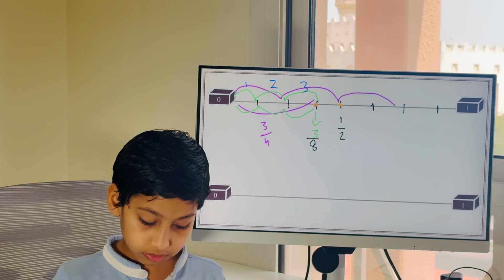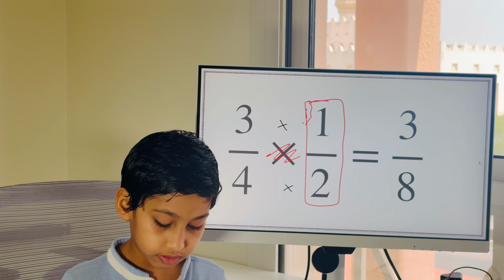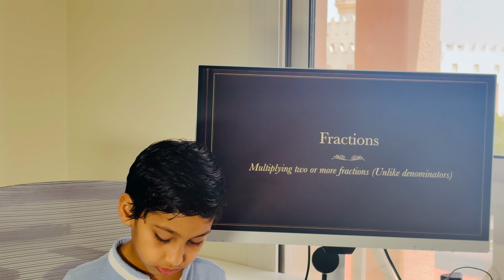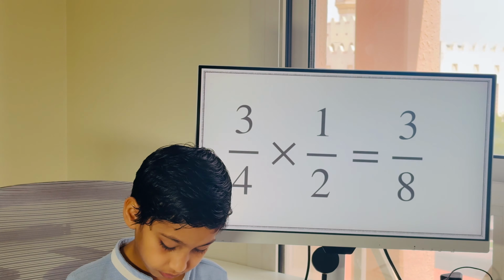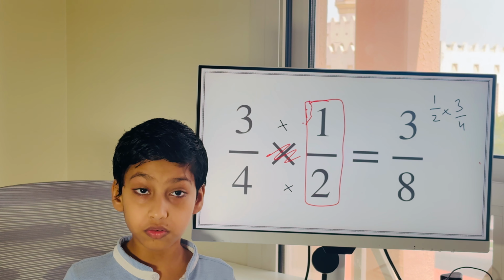And as you know, you can do multiplication in any order. So this also means 1 by 2 of 3 by 4, right? Sorry, this could also mean 1 by 2 of 3 by 4, right? You can just do the opposite as well.